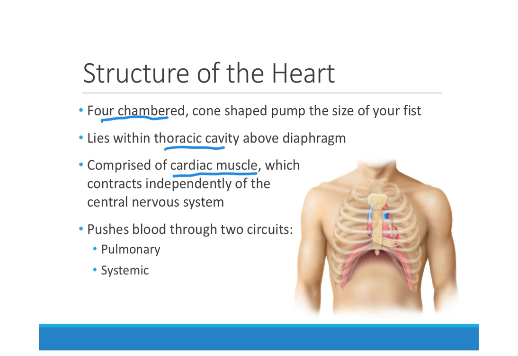Cardiac muscle can contract independently of the central nervous system, but of course, your brain is very important in controlling, upregulating, or downregulating your natural heartbeat. And the heart pushes the blood through two different circuits. It sends deoxygenated blood to the lungs through the pulmonary circuit to do the gas exchange and exchange oxygen and carbon dioxide, and then pumps that oxygenated blood around to the entire body on the systemic loop or the systemic circuit.